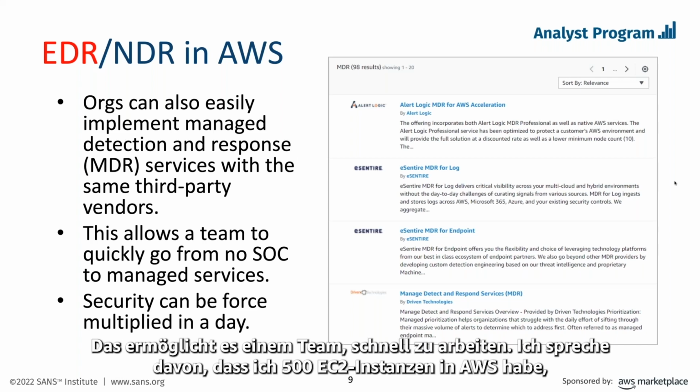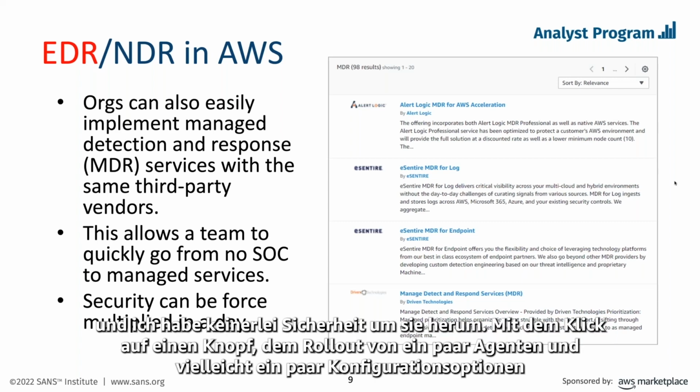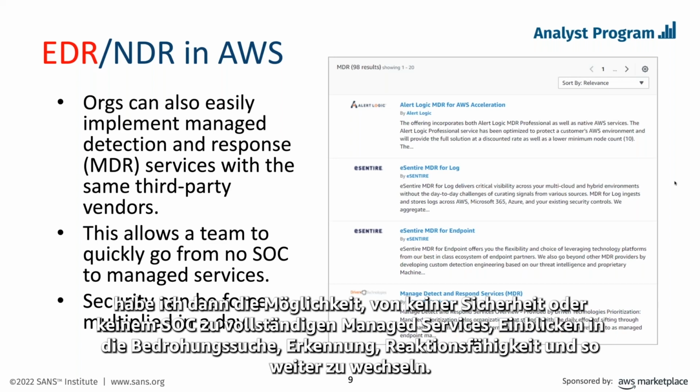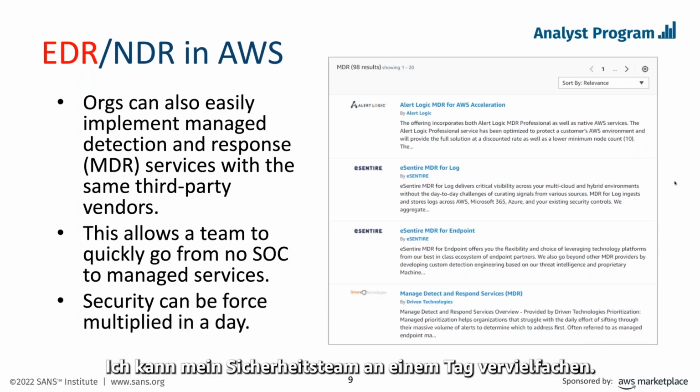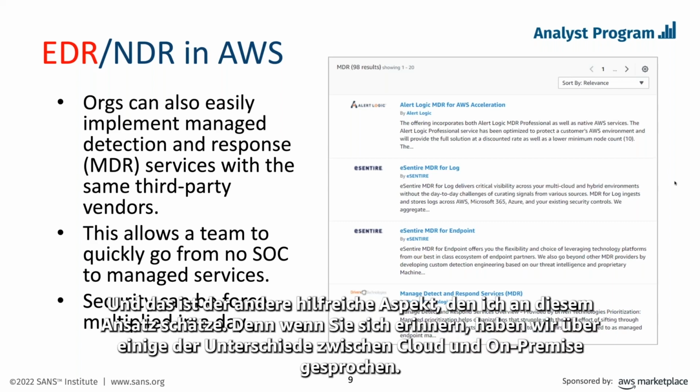This allows a team to quickly go, and I'm talking if I've got 500 endpoints sitting up, 500 EC2 instances in AWS, and I have no security around them whatsoever. With the click of a button, the rollout of a few agents, and perhaps a few configuration options, I now have the ability to go from no security or no SOC to full managed services, threat hunting, insights, detections, response capabilities, and so forth. I can force multiply my security team in a day. And that's the other nice thing that I like about this approach.